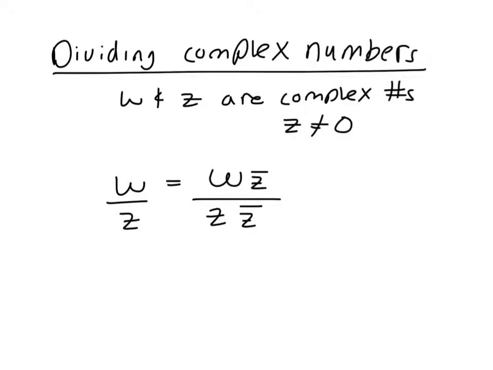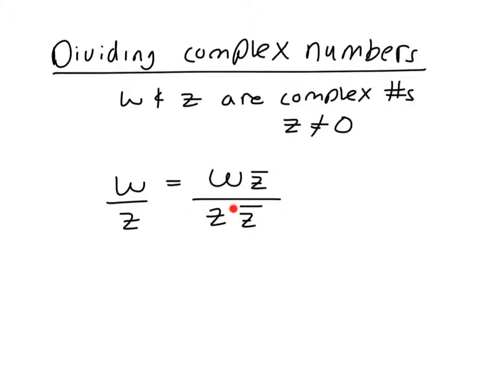In this video, we're going to talk about how to divide complex numbers, and we'll give a few examples. So, say w and z are complex numbers, and z doesn't equal 0. If we have w divided by z, we're going to want to multiply w divided by z by the z conjugate.